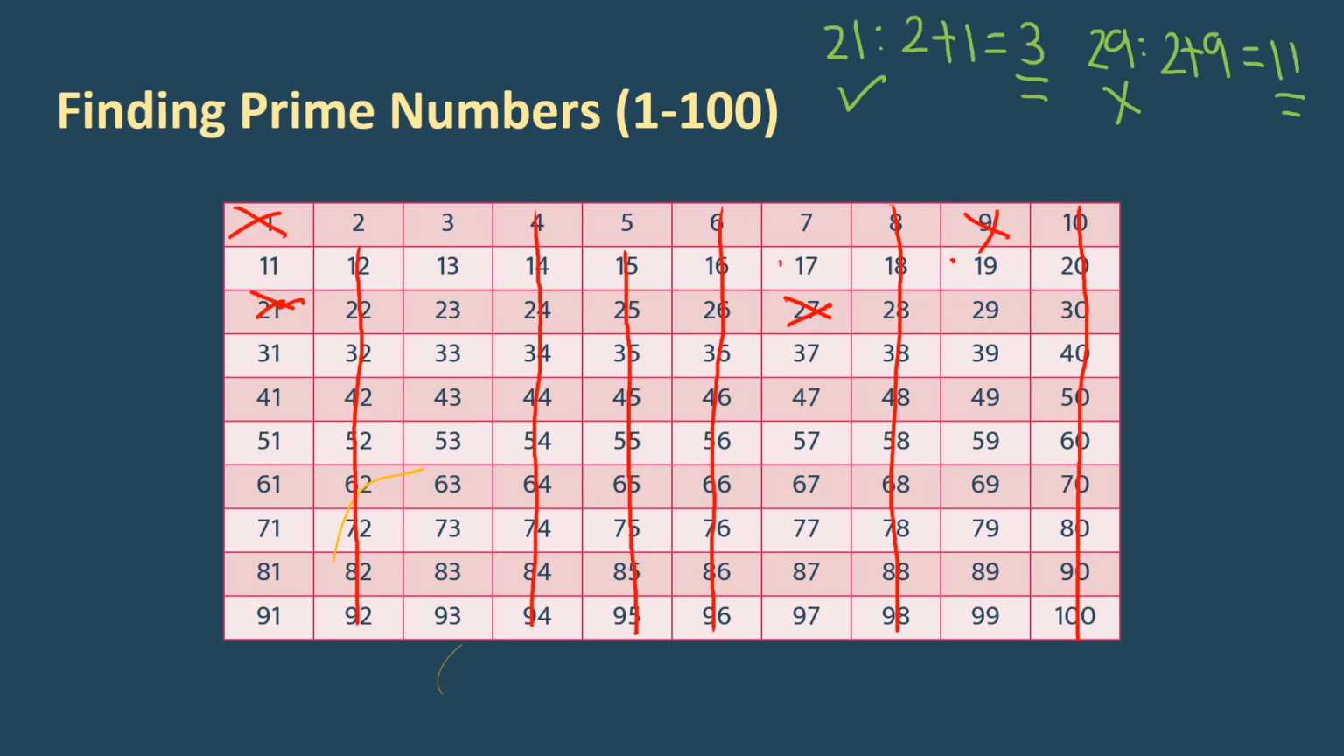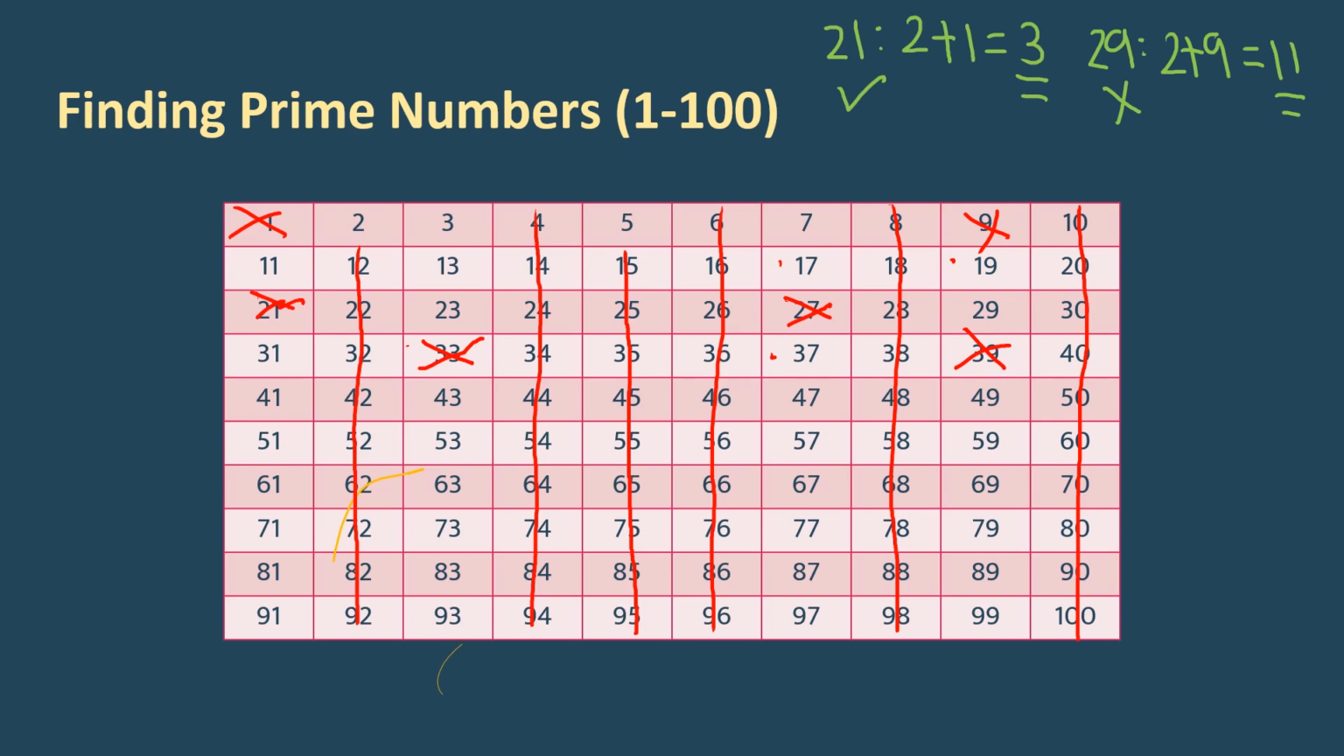31: 3 plus 1 is 4. 4 is not divisible by 3, so 31 is not divisible by 3. 33: 3 plus 3 is 6. 6 is divisible by 3, so 33 is divisible by 3 as well, and we can cross it out. Now 37: 3 plus 7 is 10, so 37 is not divisible by 3. 39: 3 plus 9 is 12. 12 is divisible by 3, so 39 can be crossed out as well.